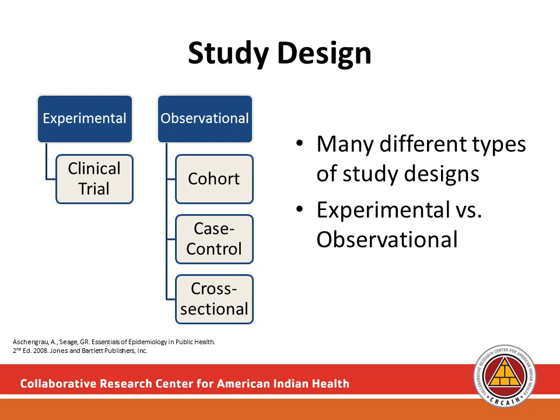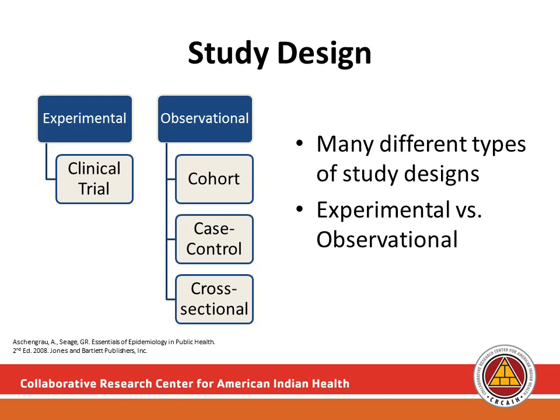The key difference between these two is that in experimental studies, the investigator manipulates who receives the prevention or treatment being studied, whereas in observational studies, the investigator only observes. An example of an experimental study is the clinical trial. In this type of study, there are usually 2 or more groups assigned different treatments, such as active or placebo.